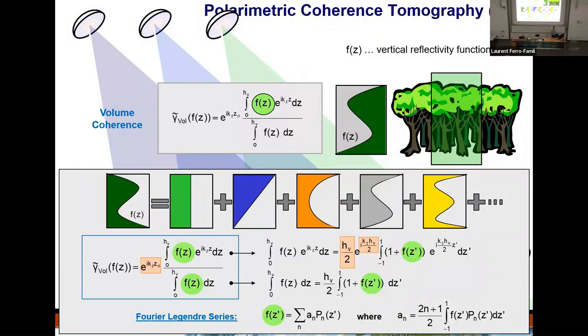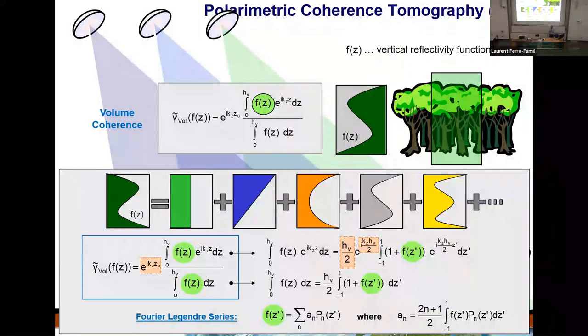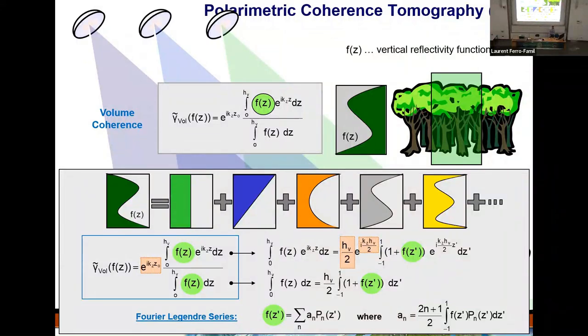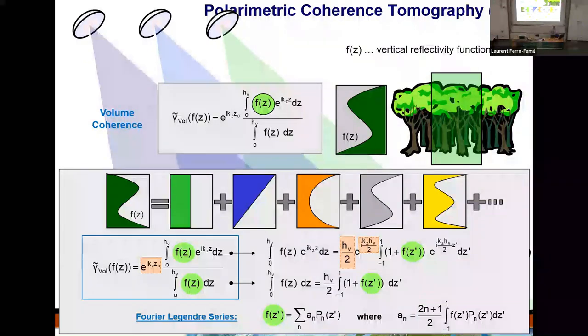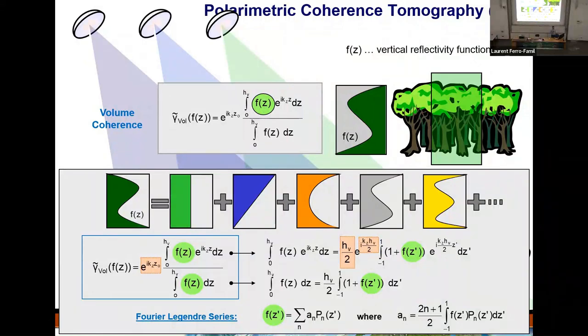So this means you must be able to find these functions. How to do this? I don't know. The first attempts were just considering functions that were easier from the inversion point of view, so algebraically.